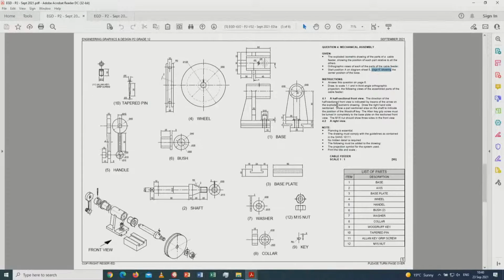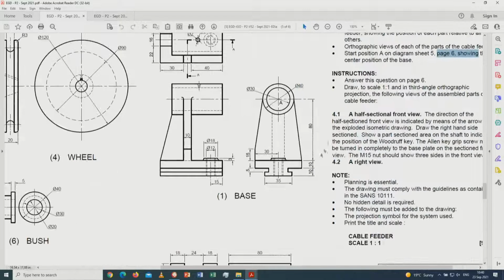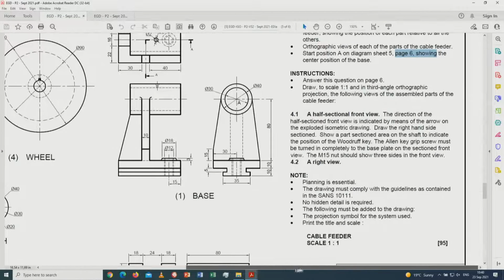Okay, so the question is, answer the question on page 6. Draw to a scale of 1 to 1, third angle orthographic projection, the assembled parts of the half section front view. The direction of the half section front view is indicated by means of the arrow. In the exploded isometric drawing, draw the right hand side section. So you have to draw the section area, you have to draw the right hand side in section, show the apart section area of the shaft to indicate the position of the Woodruff key, and then an Allen key grub screw.